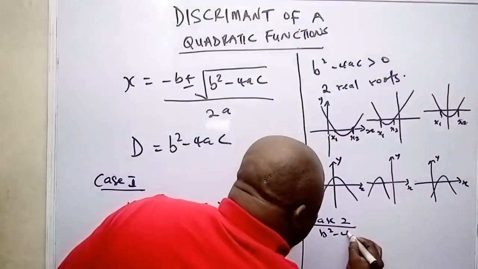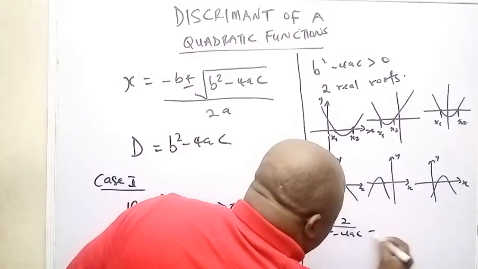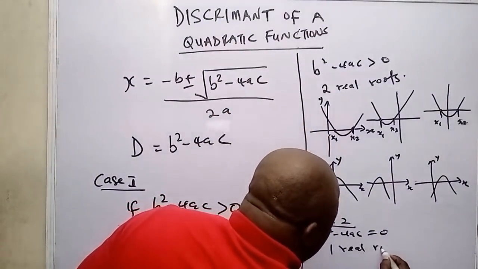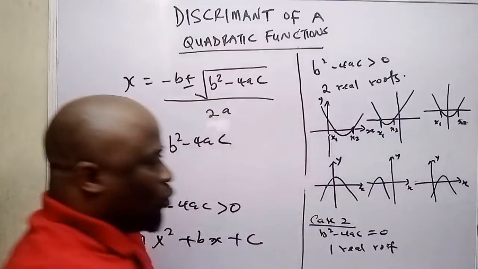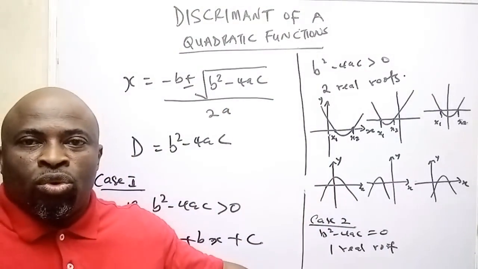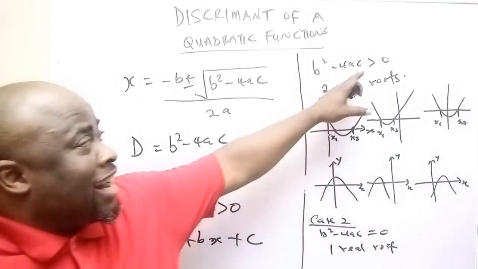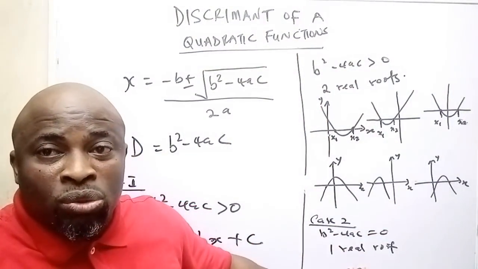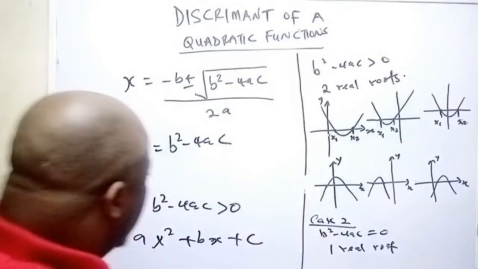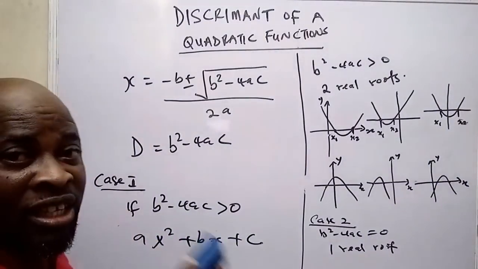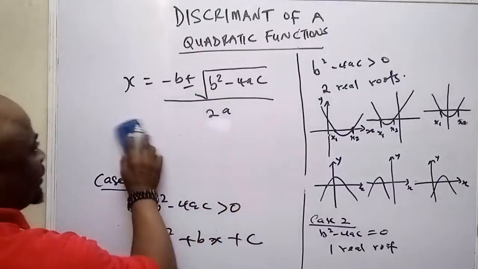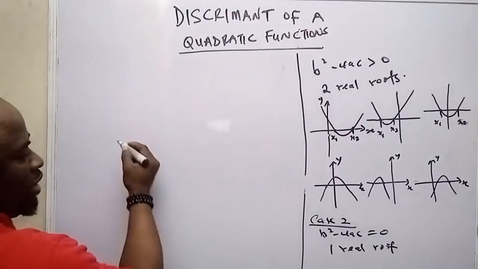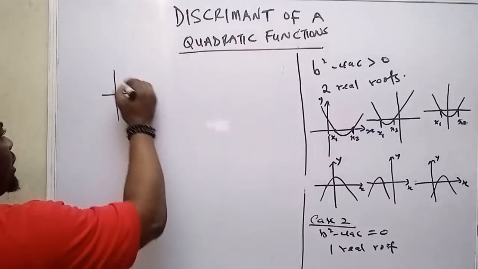So case 2: if b square minus 4ac is equal to 0, it means we have one real root. For when it's greater than 0, we have two real roots. When it's equal to 0, we have one real root. So in this case here, we can have this. We can have this.